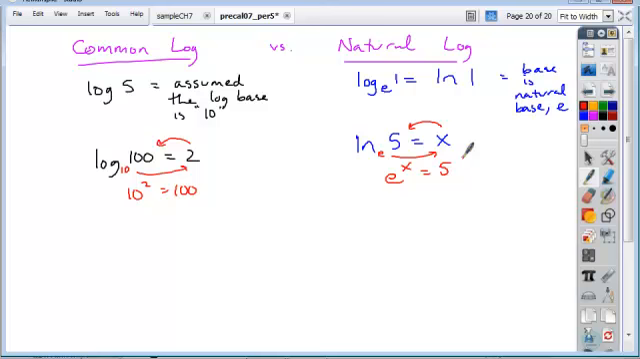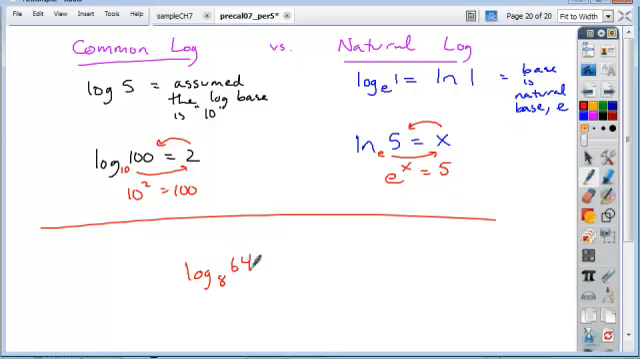Why is the log without anything? Just the base 10. If you just see log with nothing else on it, you assume it to be 10. If you see log with a different base, now that's not a common log. So if you had something like this, now it's not a common log, it's something different. But if you had something like this, that's assumed to be a 10 as the subscript. Always.